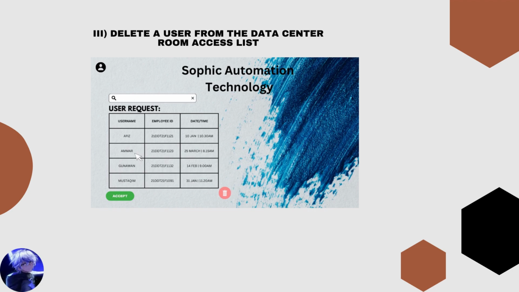And next, for number 3, we have to delete a user from the data center room access list. At first, you need to select the users that you want to remove from the list. Then click on the garbage button right over here, the red one. Once you have removed the user, the system will permanently remove the user by itself from the system.